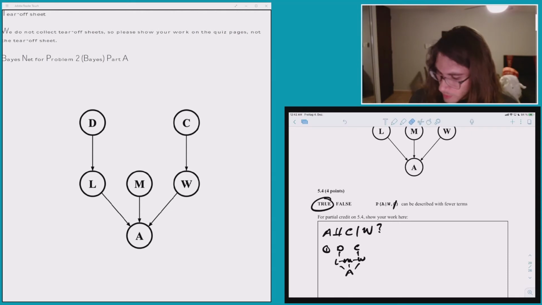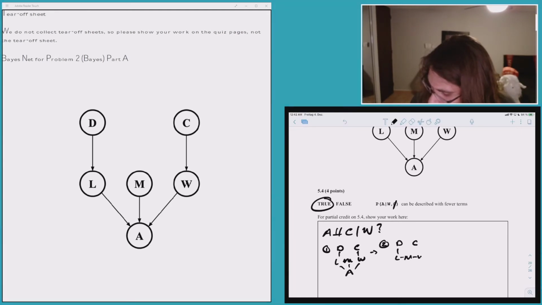Oops, I skipped a step. Then it's to link the parents: D, C, L, M, W, A. And then I make the graph undirected. I've basically already done that, so I've skipped a step.